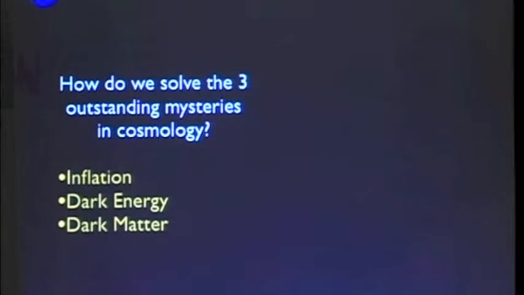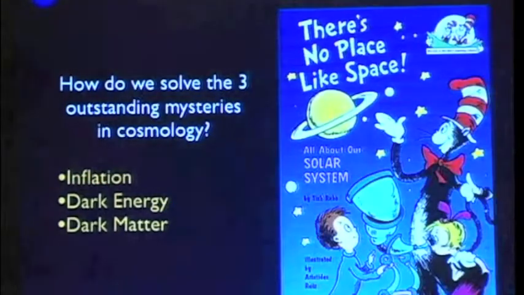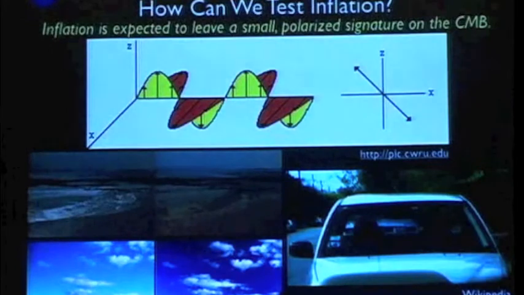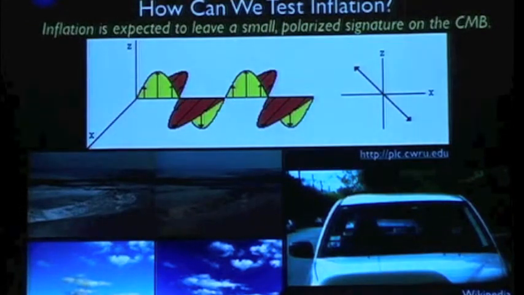So how do we solve the three outstanding mysteries in cosmology? We've got three of them, right? We've got inflation, we've got dark energy, and we've got dark matter. Well, it turns out that there really is no place like space. One of the things we want to do, like I mentioned before, is measure the polarization of the cosmic microwave background.